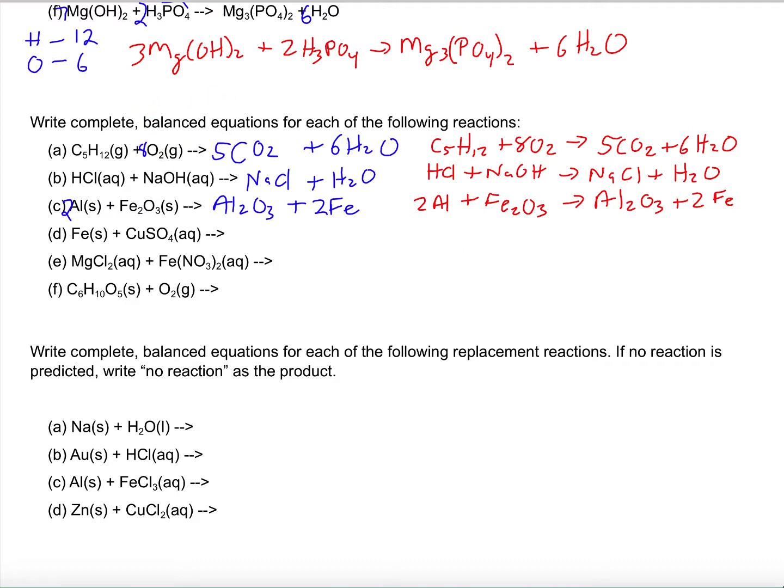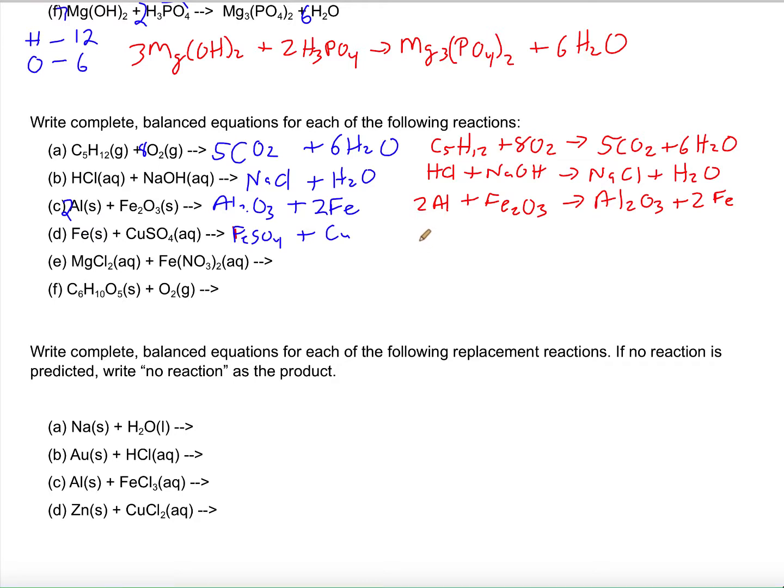Our fourth one to look at here, we have iron and copper sulfate that are combining and giving us FeSO4 plus copper. So we have a replacement reaction there where the iron is replacing the copper.